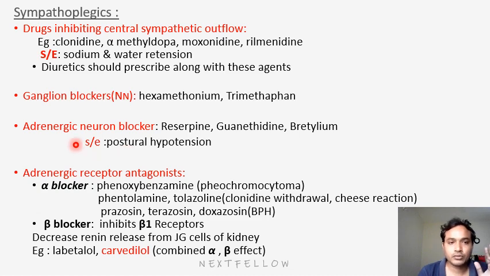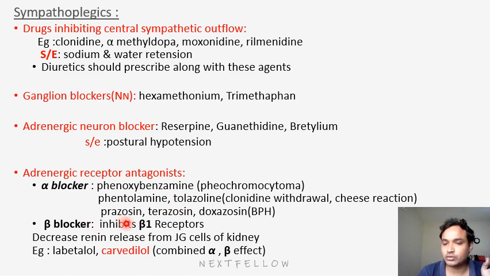In this group, the main important drugs will be these, most commonly used as antihypertensive agents: adrenergic receptor antagonists, that is alpha blockers and beta blockers. The main alpha blocker is phenoxybenzamine. It is the drug of choice for pheochromocytoma-induced hypertension. This is a most commonly repeated MCQ. For pheochromocytoma, the drug of choice is phenoxybenzamine, and also phentolamine and tolazoline. These are used in clonidine withdrawal and cheese reaction also.